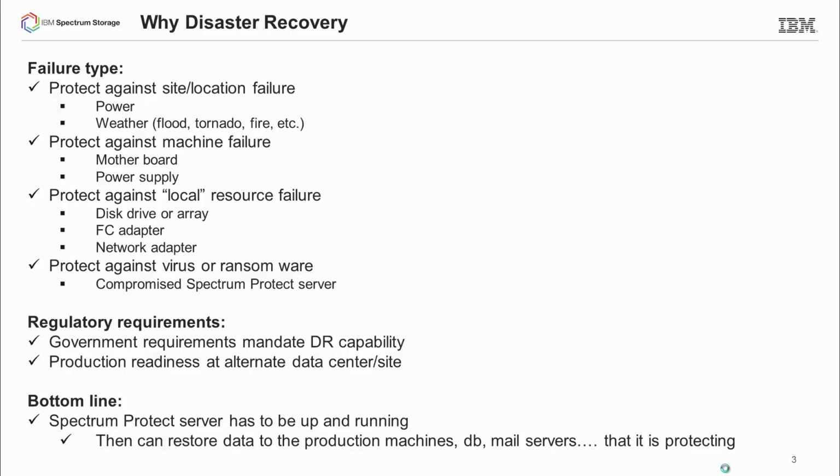is running on. In addition, there are regulatory requirements that mandate a disaster recovery plan be in place. This might be government requirements or some type of industry requirements. The bottom line when it comes to disaster recovery is if you do have a site-wide disaster, until your Spectrum Protect server is up and running, you cannot be restoring the files and data to your production machines.